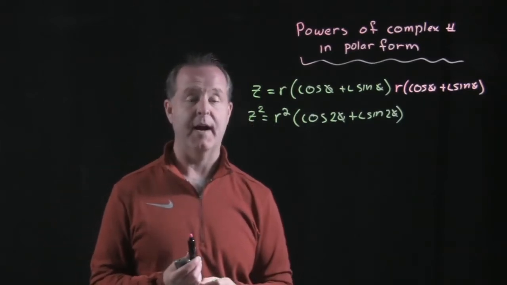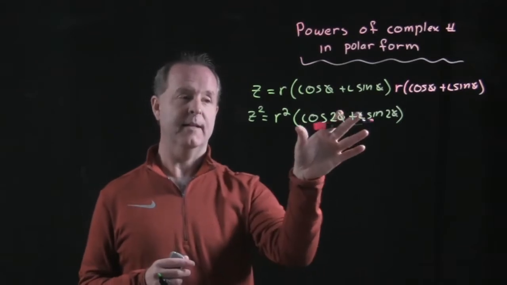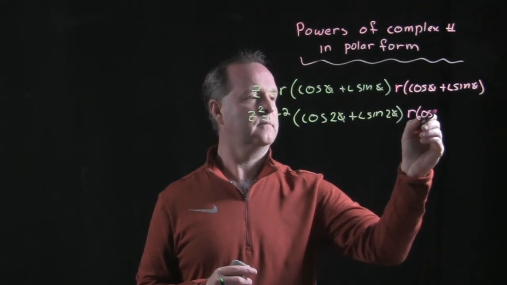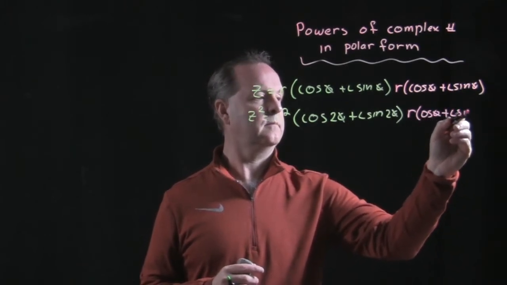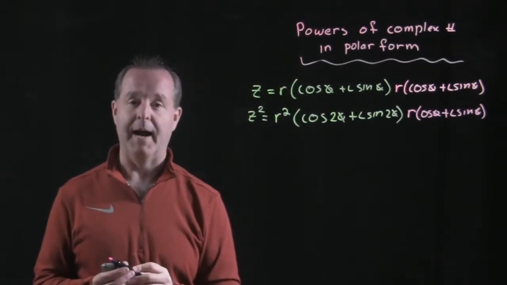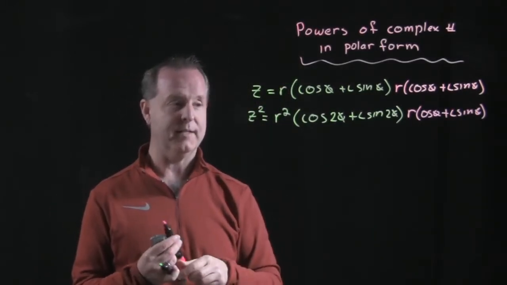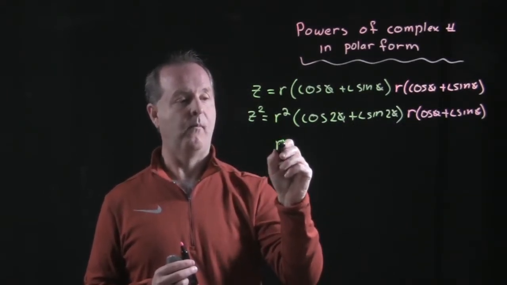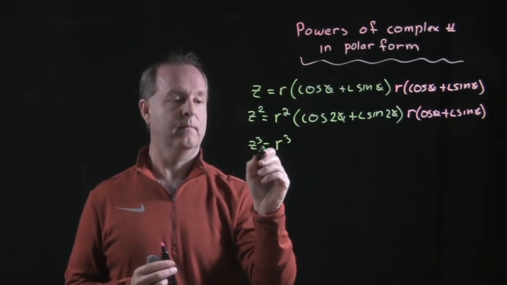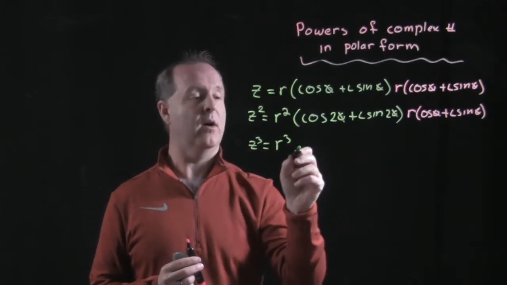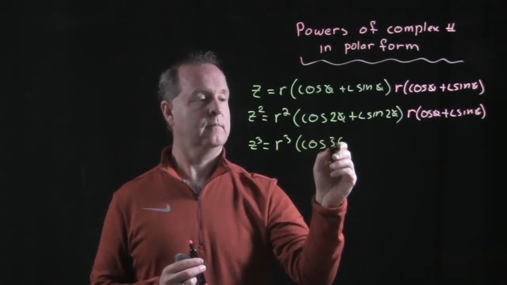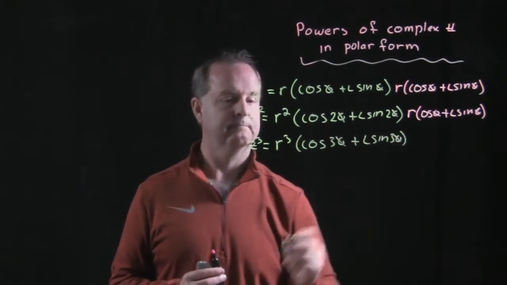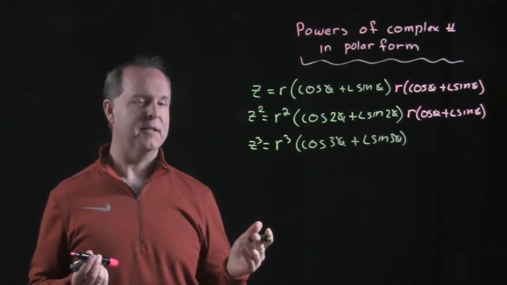Now let's figure out how we want to find z cubed. So let's take this and multiply it by another point. Remember how to find the product of two points? We multiply the modulus, so r squared times r becomes r cubed, and then we add the arguments. And there's z cubed.